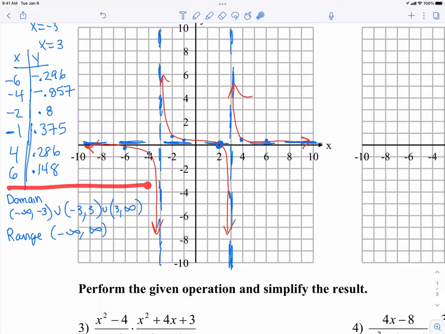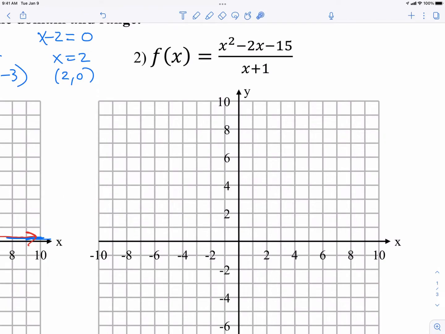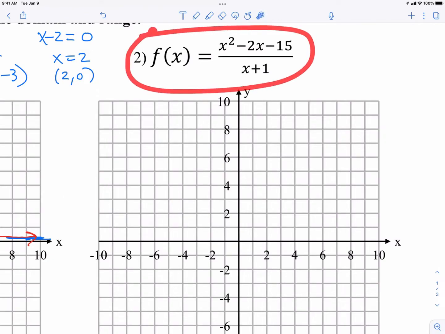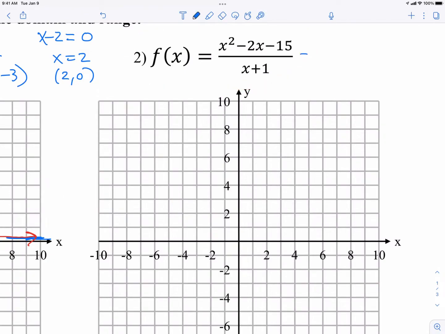All right, and here we have our domain and our range. All right, for question number 2, we can factor the numerator. So the numerator would factor into x minus 5 times x plus 3, and the denominator remains the same.